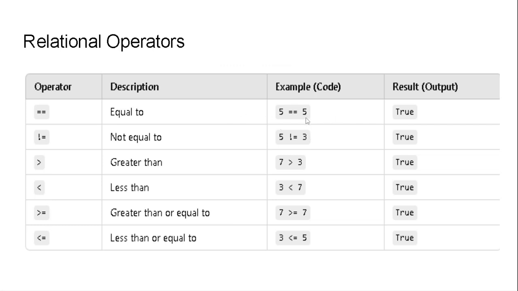So when you have two numbers, say 5 equal to 5, equal to is represented by the double equal to symbol, and not equal to is represented by exclamation mark equal to. So if the values are not equal, true will be returned for not equal to. Here, if the values are equal, true will be returned. In the same way, comparisons like greater than and lesser than are done.